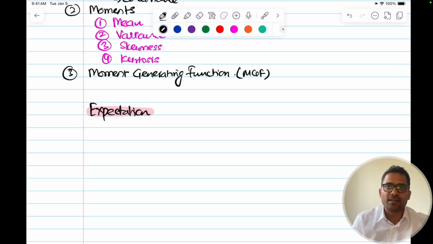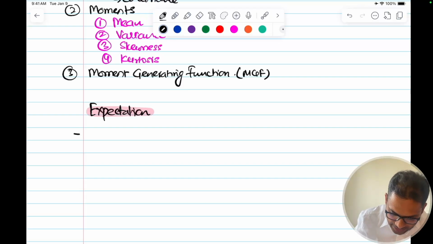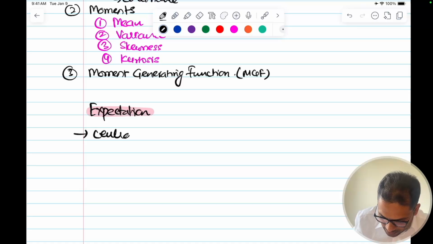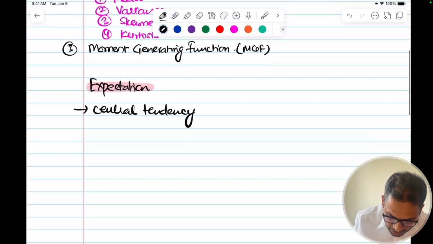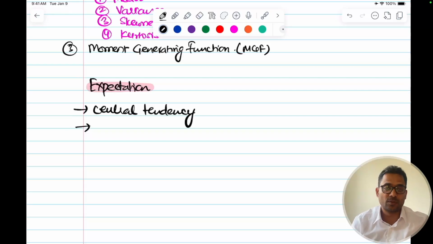Okay, so let me define it for you. Expectation, as I mentioned, is the central tendency of any data. I'll give you some more one-liners around that. If we do a random experiment several times, then whatever values we get, if we take the average of those values, that is the expected value of the random variable. Similarly, we can say that it is a long run average.